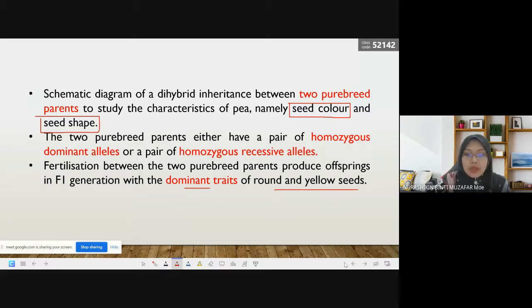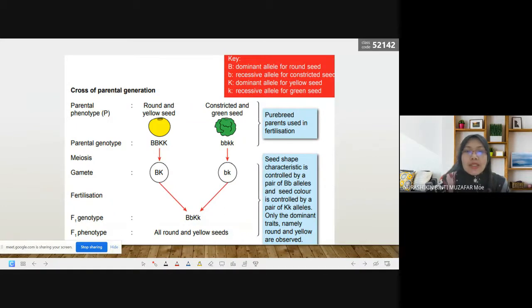So let's look at the picture. This is what Mendel did for Mendel's second law. So this is the key. The key is usually given in the exam, so we need to write it. When we write it, we know what genotype we need to write in the schematic diagram. So big B is the dominant allele for round, small b must be recessive, for constricted. Big K is dominant for yellow, small k for green, which is recessive.